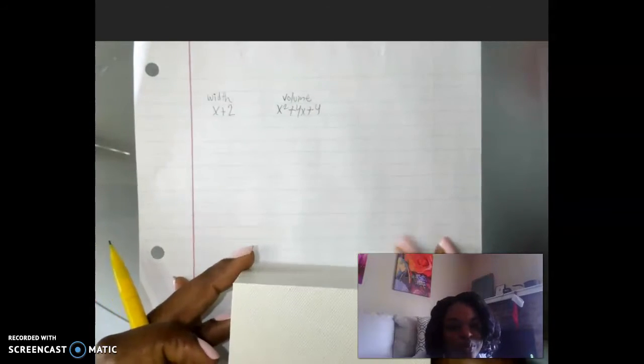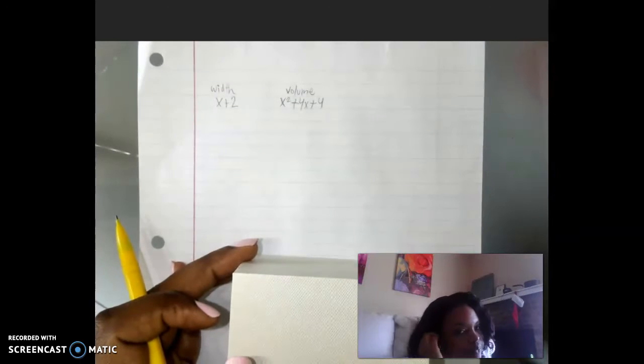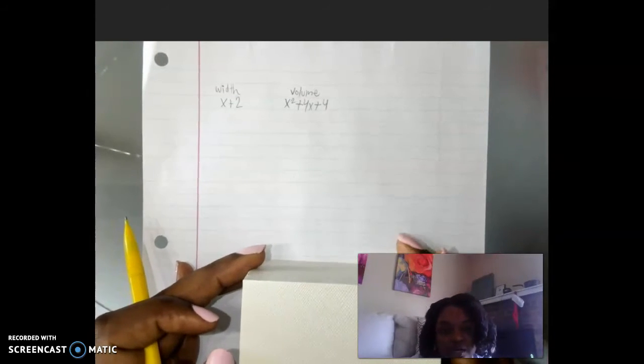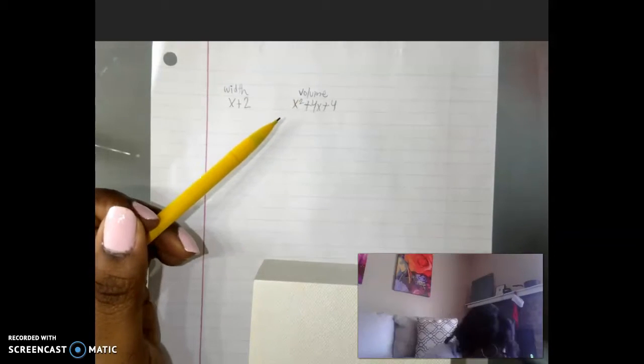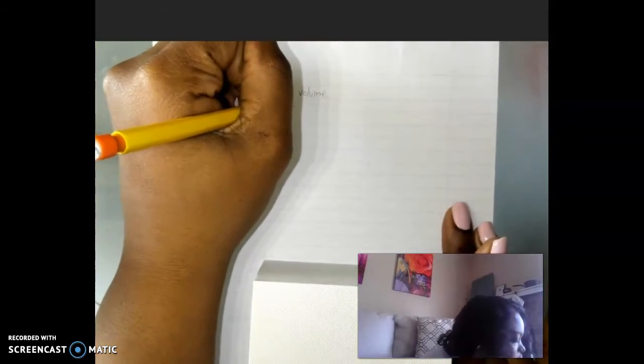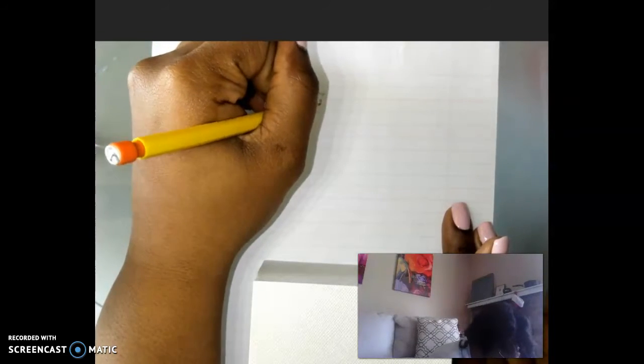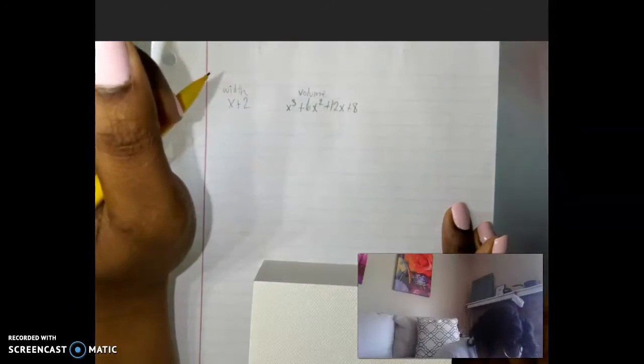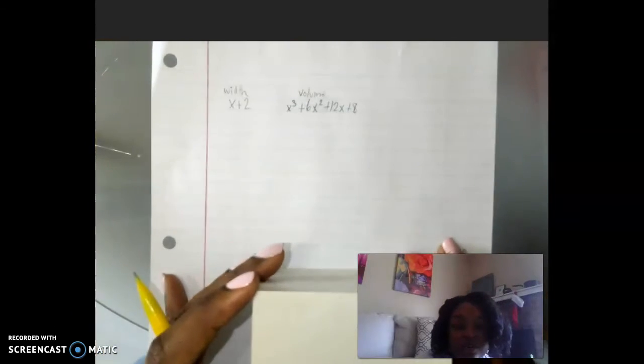So remember that to factor means to break this part into sections. And I just realized I wrote this volume incorrectly. I apologize. This should be x cubed plus 6x squared plus 12x plus 8. Okay, so that's our volume.